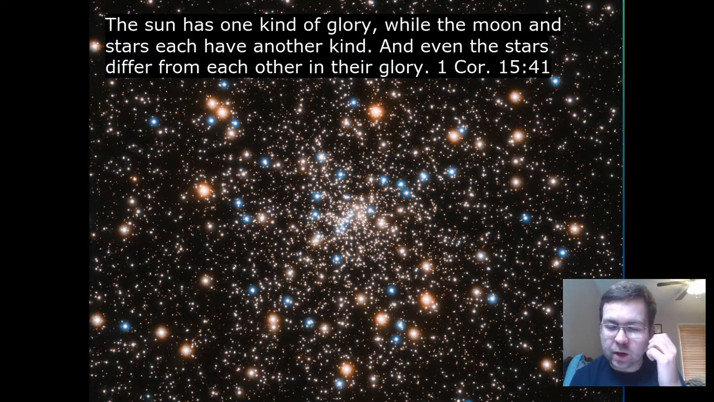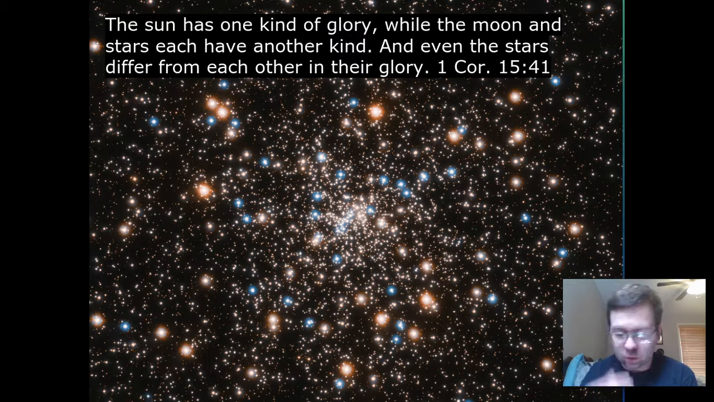Paul is talking about the resurrection, so Easter, talking about how now that Christ has resurrected, we have the promise to be resurrected in the end, and we will have new bodies, and our bodies will be raised in glory. And he was comparing the glory that we will have to the glory that the stars have. So I wanted to read this verse. It says, "The sun has one kind of glory, while the moon and stars each have another kind, and even the stars differ from each other in their glory." What a cool verse, just to set our minds on our Creator, knowing that He has created each star unique.